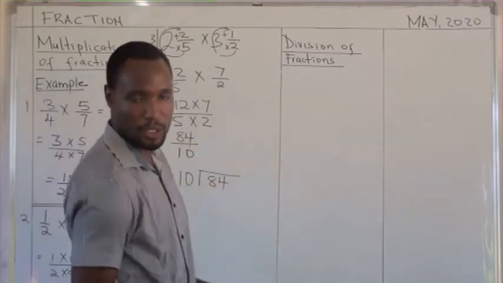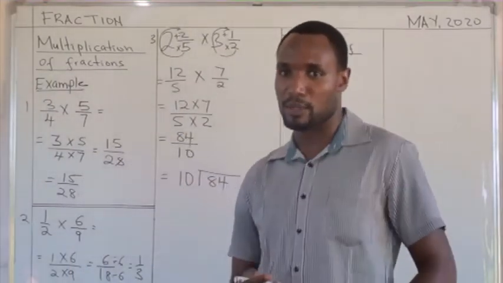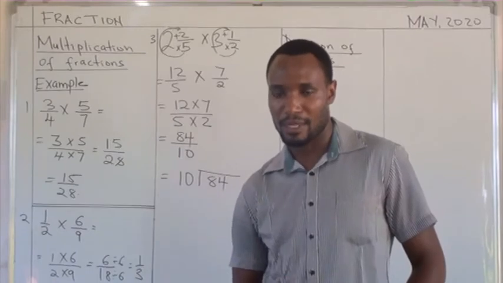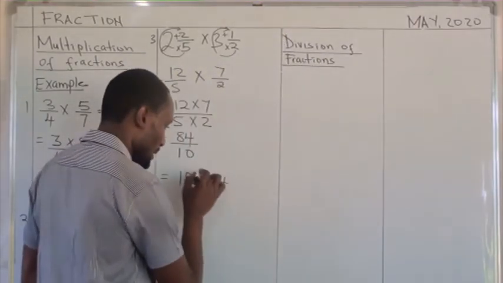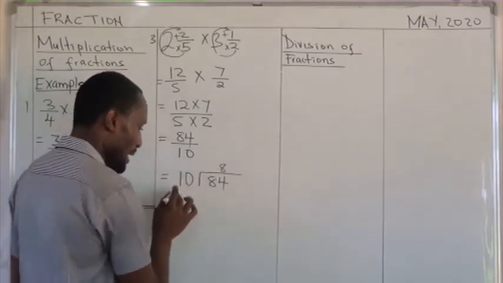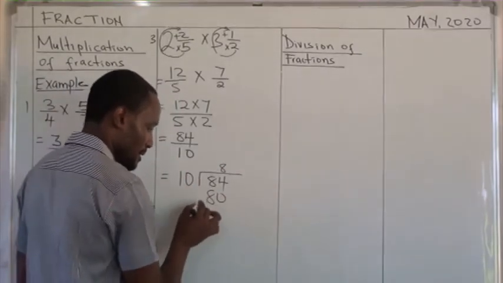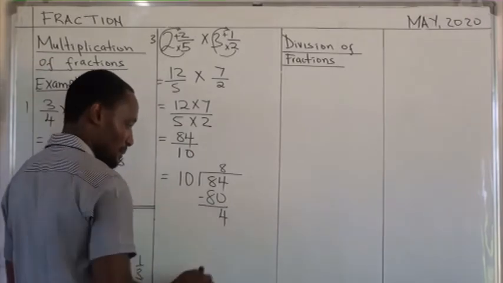Then I ask you a question. How many times does 10 go into 84? I believe we have said 8, so I write here 8. 8 times 10 is 80. You subtract there and you get 4.